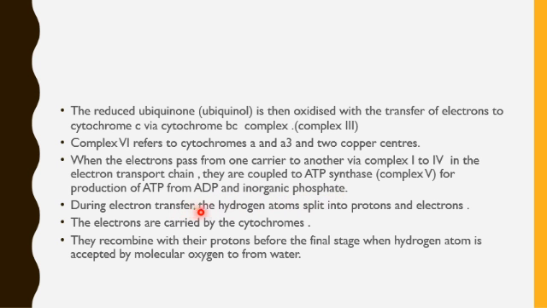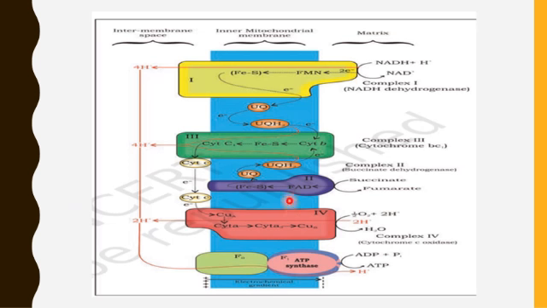During the electron transfer, the hydrogen atom splits into protons and electrons. The electrons are carried by the cytochromes. They recombine with protons before the final stage when the hydrogen atom is accepted by molecular oxygen to form water, known as terminal oxidation. So once again go through this diagram. That is your first complex, and NADH is oxidized to NAD. The hydrogen ions split into electrons and protons.